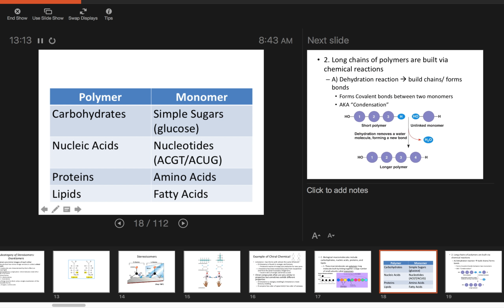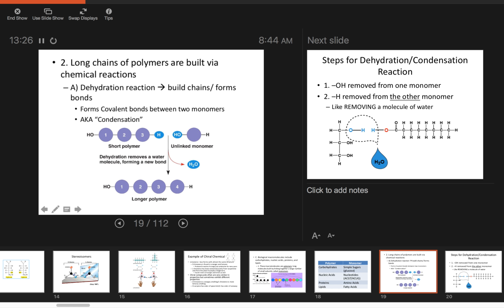Polymers are made up of monomers. And so these are the 4 polymers we're going to talk about this week, and today we're going to emphasize carbohydrates. And the monomers of carbs are simple sugars or a glucose molecule. So how do we form polymers? Well, we have to undergo a chemical reaction. And so there's 2 different types of reactions I want to talk about. Dehydration reaction builds chains and forms bonds.